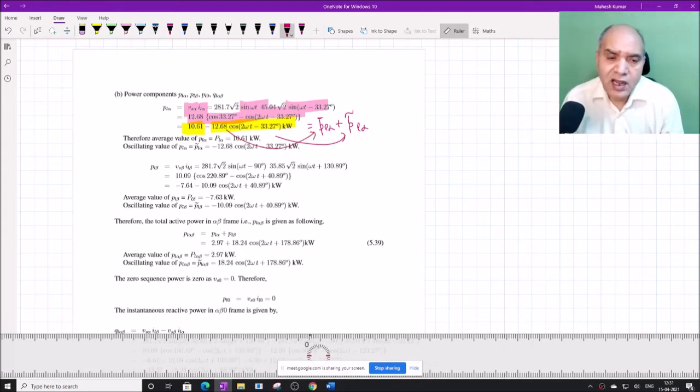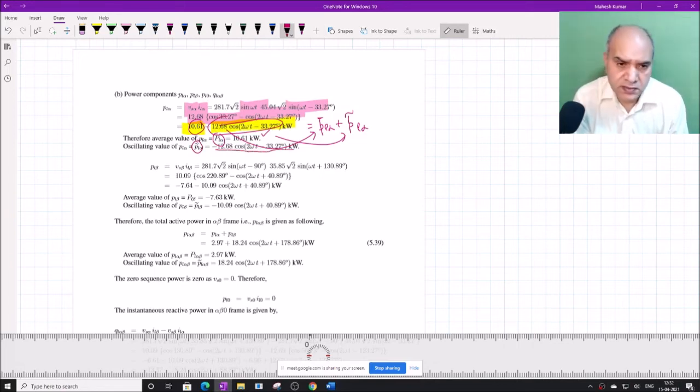So what is the average value of PL alpha? It is capital PL alpha, this one, and this is the average value, 10.61 kilowatt. What is the oscillating value of PL alpha? It is PL alpha tilde, which is this part: minus 12.68 cos(2 omega t minus 33.27).